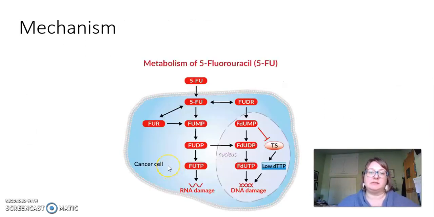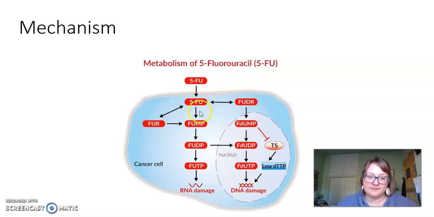Okay, so here's the mechanism. And I've tried really hard to understand this. But basically, you've got the 5-FU, which is the fluorouracil. And the 5 here means that there is a fluorine atom on the 5th hydrogen of the compound. So that's where the 5 comes in.